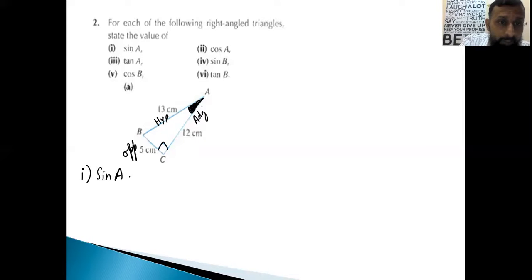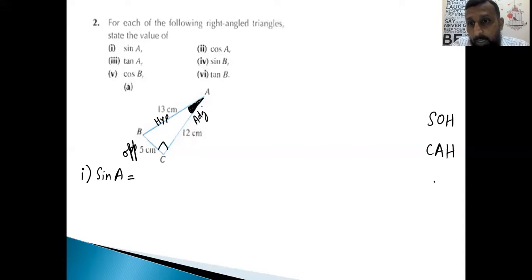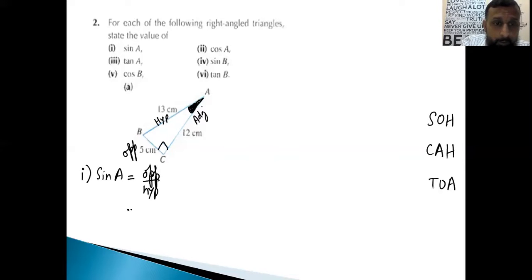Remember, how do we find the values? By using the three magical words so, ka, and tua. All right, consider the first word so. So means sine of the acute angle equals opposite upon hypotenuse. If you look in the figure, the opposite side is 5 and hypotenuse is 13. The first answer is 5 upon 13.